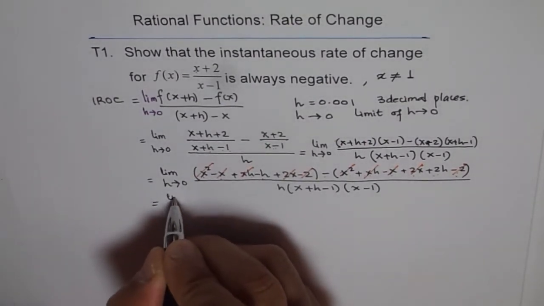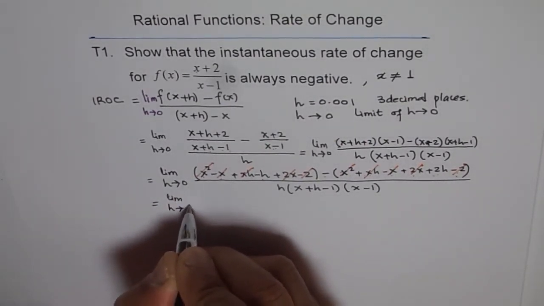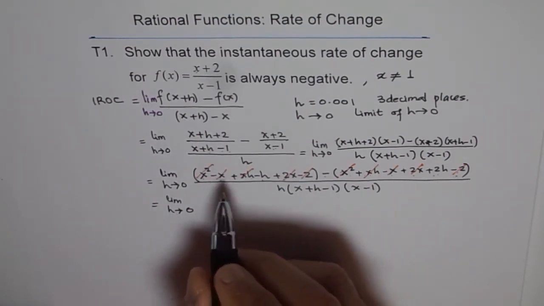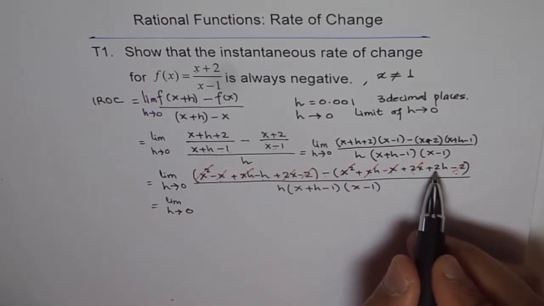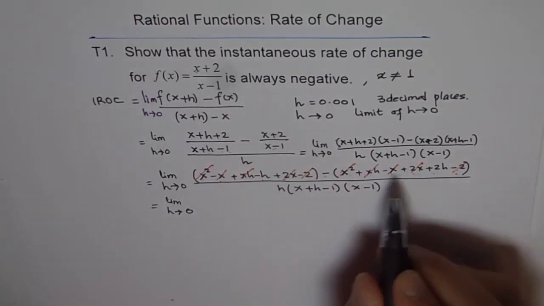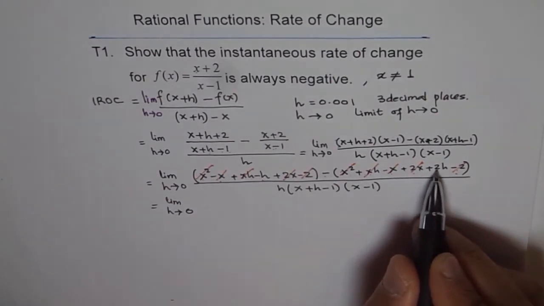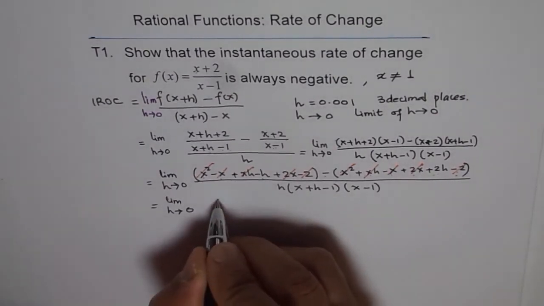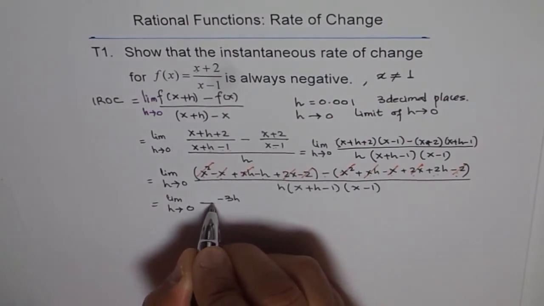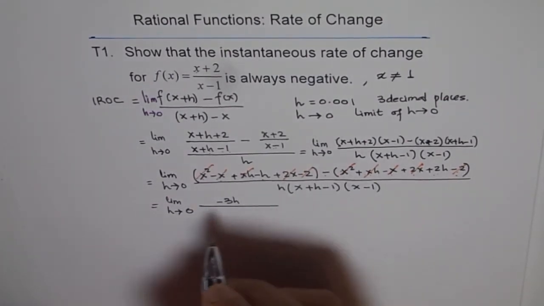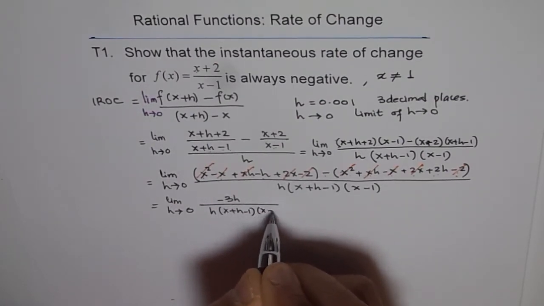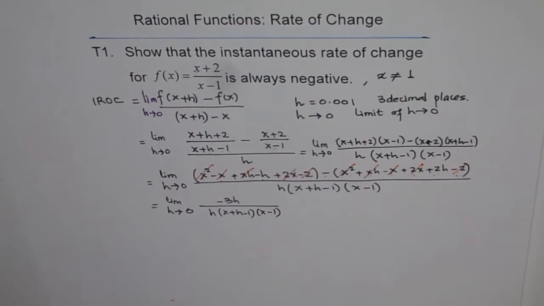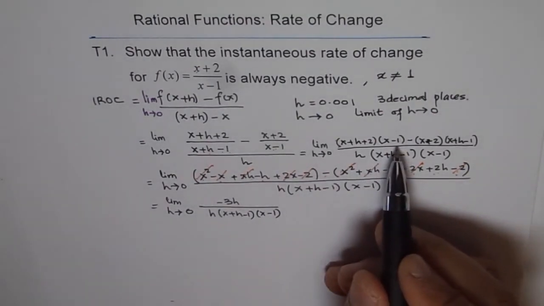So we get limit of h approaching 0, and what do we get here? Minus h minus of 2h. So that is what we get. So minus h and minus 2h gives minus 3h. So we get minus 3h over h times x plus h minus 1 times x minus 1, correct? So that is what we get. Okay. So this is the term.